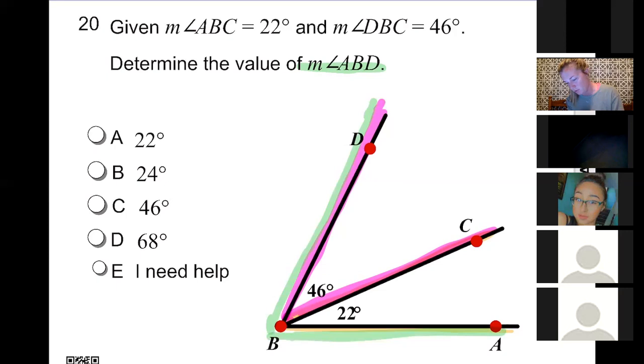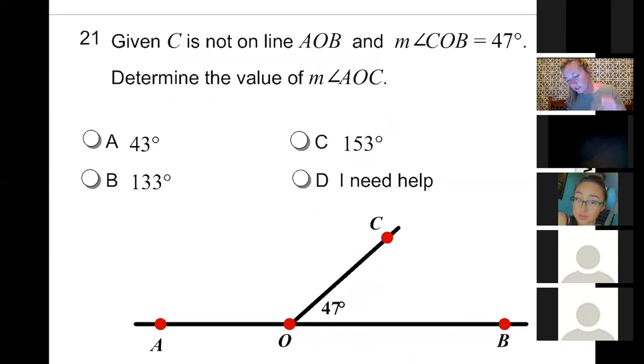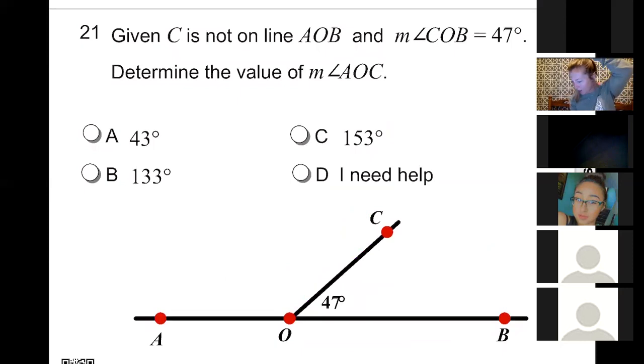I'm going to go ahead and leave this on here. Let me backtrack and put this in the special colors. That way for the next class, I don't have to re-highlight everything. Awesome. Question C, it says given C is not on line AOB. So C is not on line AOB. Obviously, it's all the way up here. What do we know about C though? C is a straight line. Straight lines are going to equal 180, right? So AOB is going to be 180.